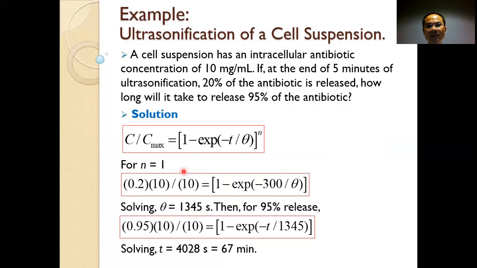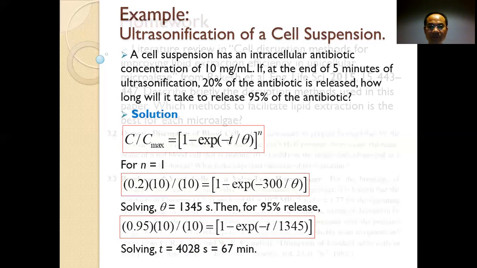Then we can substitute it into this equation and calculate the time for the second condition. How long will it take for 95% of the antibiotic to come out of the cell? For this case, C is 0.95 multiplied by 10. This is the concentration that is released. 10 is the maximum concentration. T is the variable for this case, and this is theta. Then you can solve for T. You get 4,028 seconds, or 67 minutes for that case.